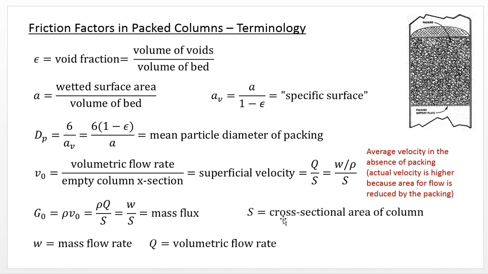As we said, S is the cross-sectional area of the column, pi d squared over 4 for a circular tube or a cylindrical column of diameter d. As we've seen earlier in the course, W is the mass flow rate and Q is the volumetric flow rate. So mass flow rate would be things like kilograms per time, mass per time, and volumetric flow rate, things like meters cubed per second.